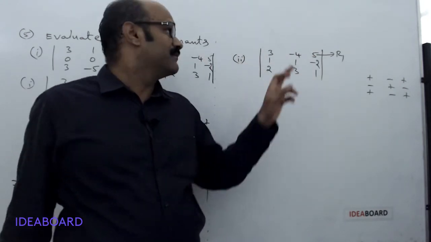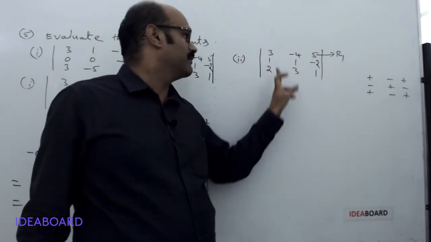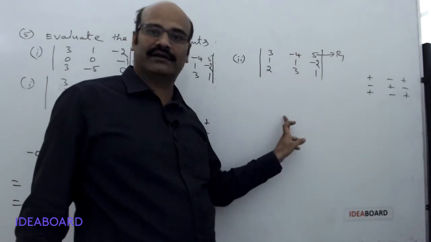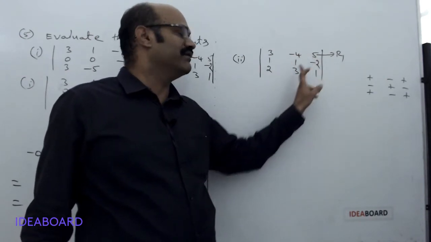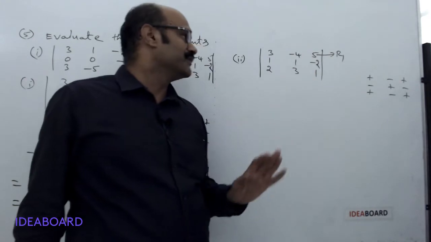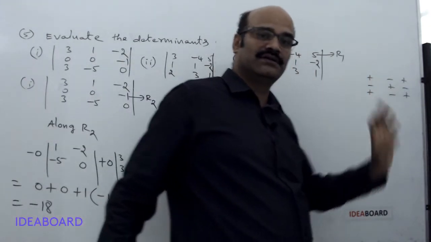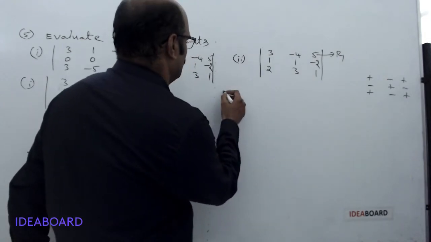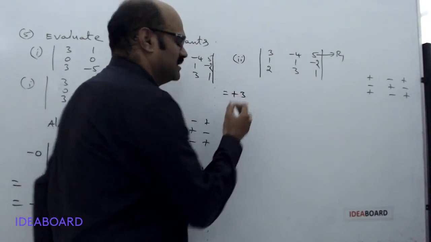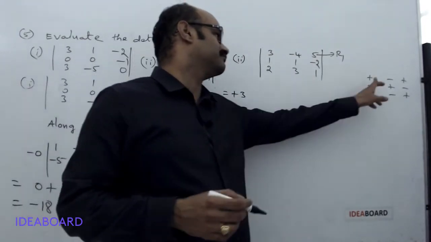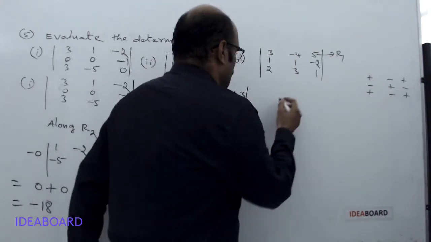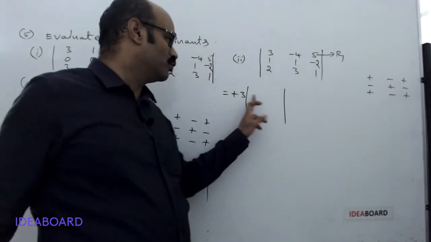The definition is 3 into cofactor of 3 plus minus 4 into cofactor of minus 4 plus 5 into cofactor of 5. For cofactors we are having the signs directly plus minus plus. So here we should take it as which is equal to plus 3 into cofactor of 3.